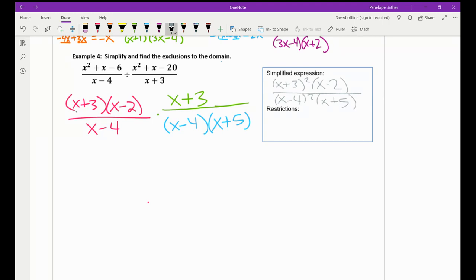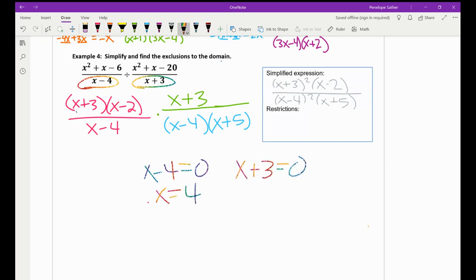I do need to go ahead and do some restrictions. When I look at restrictions, I have to look at the original denominators. So I have an x minus 4 and an x plus 3. If I set those each equal to 0 and solve them, if x minus 4 is 0, then I know x can't be 4. And if x plus 3 is 0, then I know that x can't be negative 3. And we're finished.